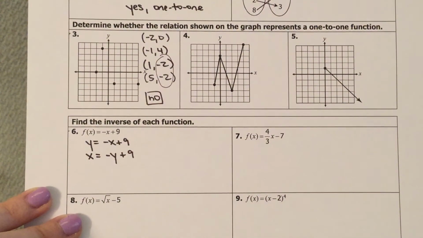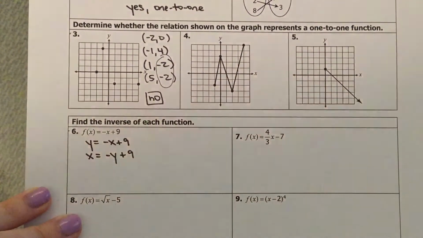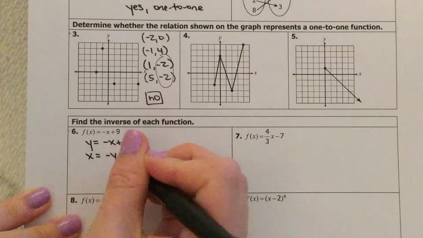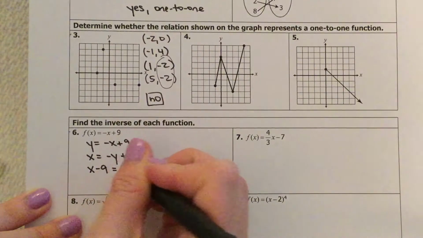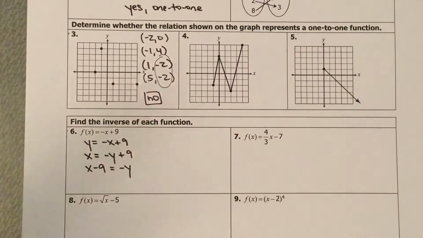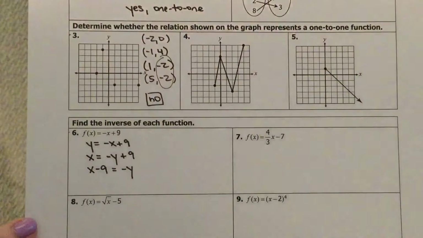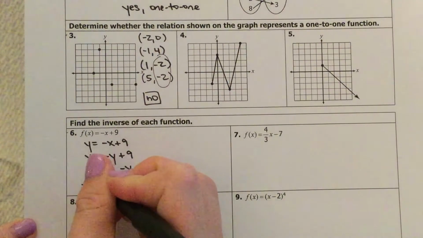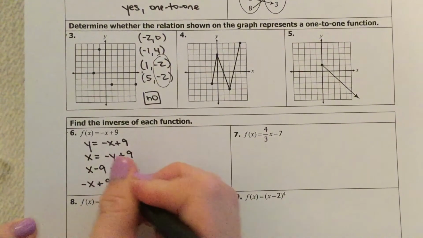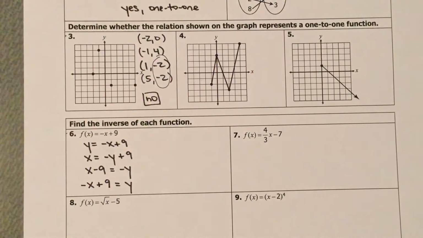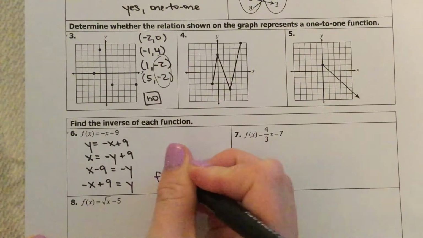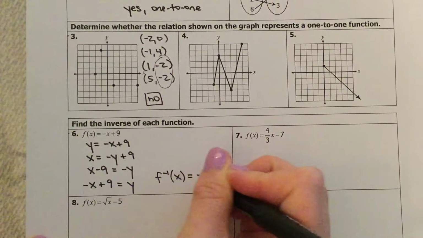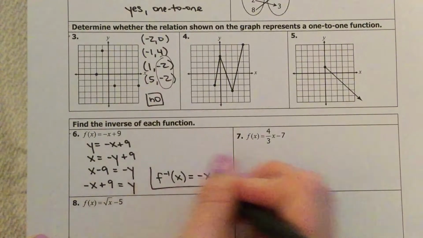Step 3, solve for y. So do whatever you need to do to get the y by itself. So I would start with subtracting the 9 from both sides. So if I subtract the 9 here, I get x minus 9. And then divide everything by a -1 to get that y by itself. So divide by -1, divide by -1, divide by -1. So it looks like that. And step 4, rewrite this y now as f inverse. So we write f inverse of x and then copy down what we ended up with in our last step.